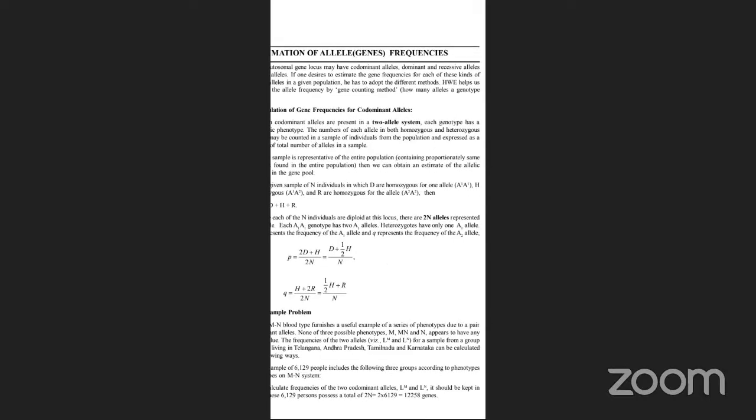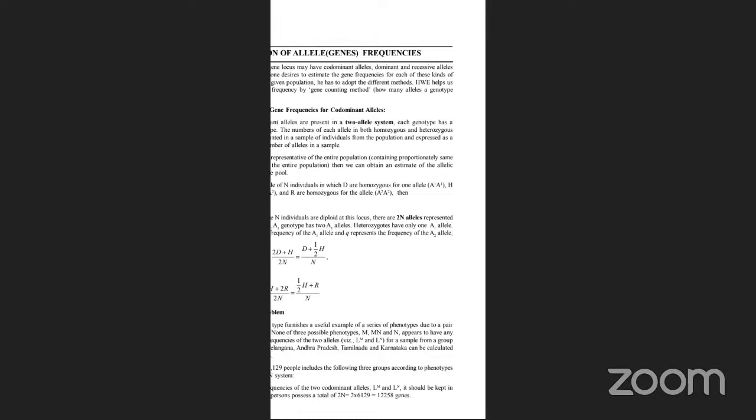Estimation of allele frequencies: an autosomal gene locus may have codominant alleles, dominant and recessive alleles, or multiple alleles. If one decides to estimate the gene frequencies for each of these kinds of autosomal alleles in a given population, one has to adopt different methods. Hardy-Weinberg helps us to estimate the allele frequency by the gene counting method, counting how many alleles each genotype contains.